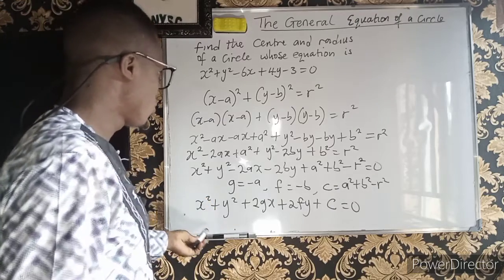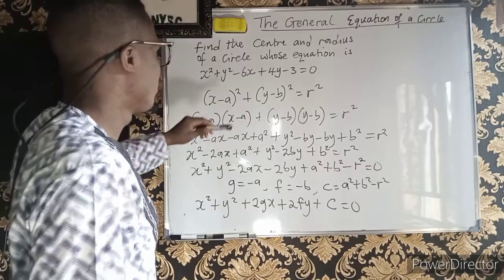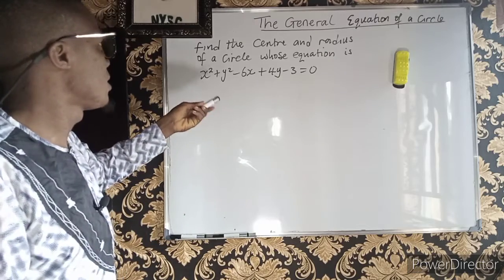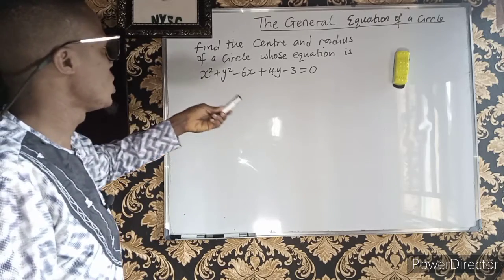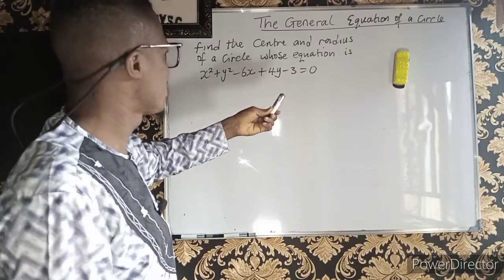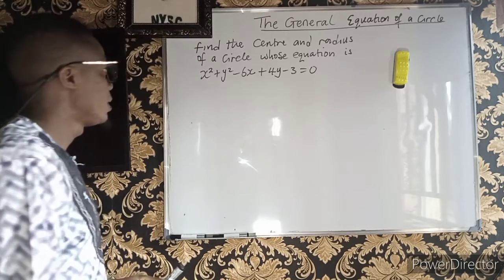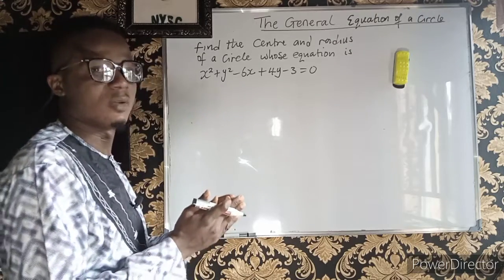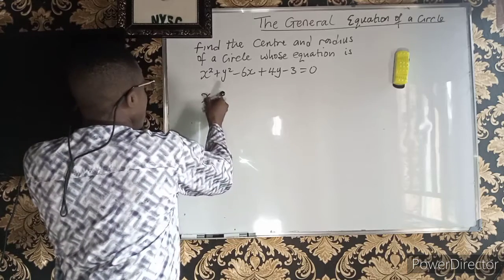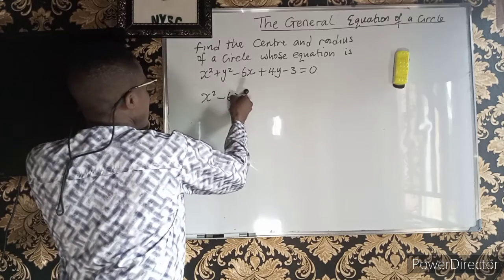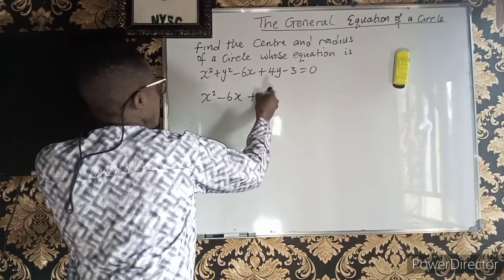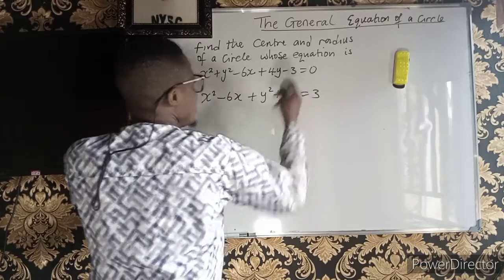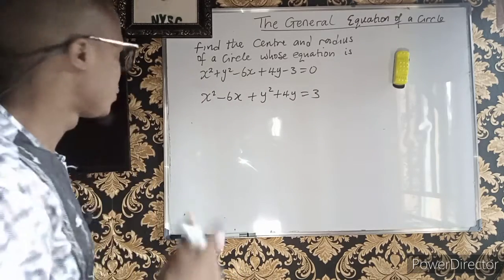Now, having derived the general equation of a circle, let us now solve the problem at hand. So we are asked to find the center and the radius of a circle whose equation is x² + y² − 6x + 4y − 3 = 0. Now group the terms in x together and group the terms in y together. So this will now be x² − 6x + y² + 4y. This −3 leaves here as a constant, it becomes positive 3.